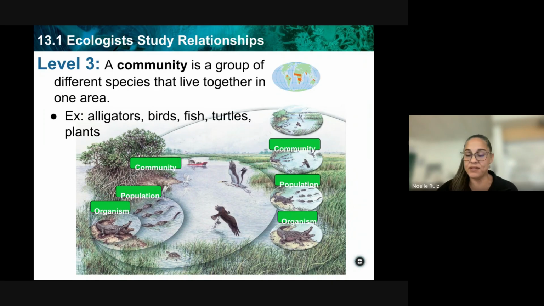And then the next level up, level 3, is a community. A community is a group of different species that live together in one area. So you can see our circle got a little bit bigger. We got the alligators, we got the turtle, we got the bird, the fish that the bird is catching, other birds over here. We generally don't include ourselves, like I said, when we talk about ecology. But there's a ton of stuff in the water too. There's other fish, there's algae, there's bacteria, there's plankton. That can all be included in the community.